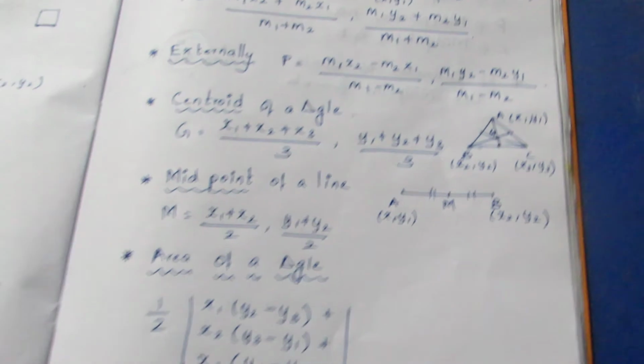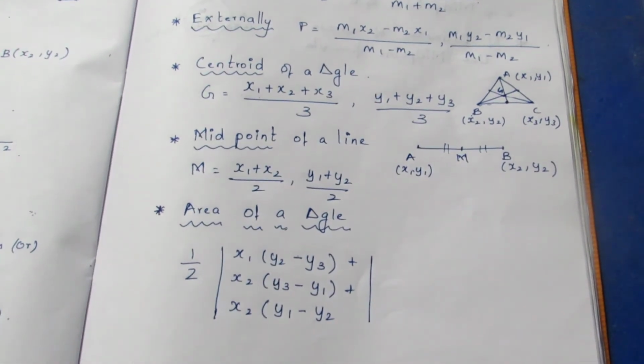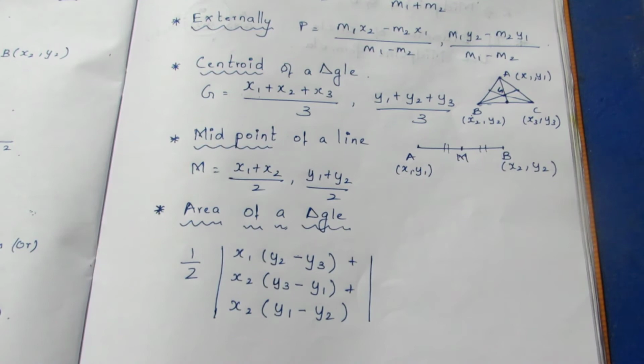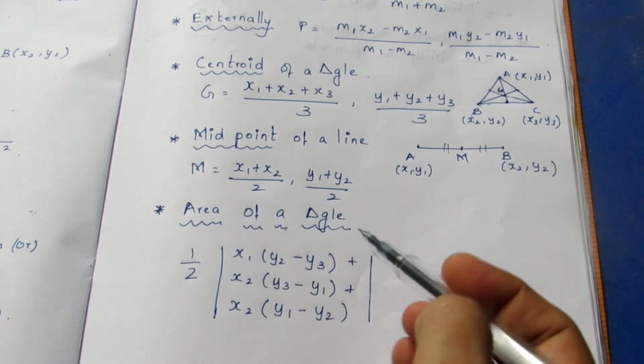And we also have an area formula. It is not the area of a triangle that we learned, half into base into height, because here we don't have a distance. We have the vertices. If the vertices are given, we need to find the area of a triangle using this formula. The formula is half times x1 into (y2 minus y3) plus x2 into (y3 minus y1) plus x3 into (y1 minus y2). Remember it in this way.